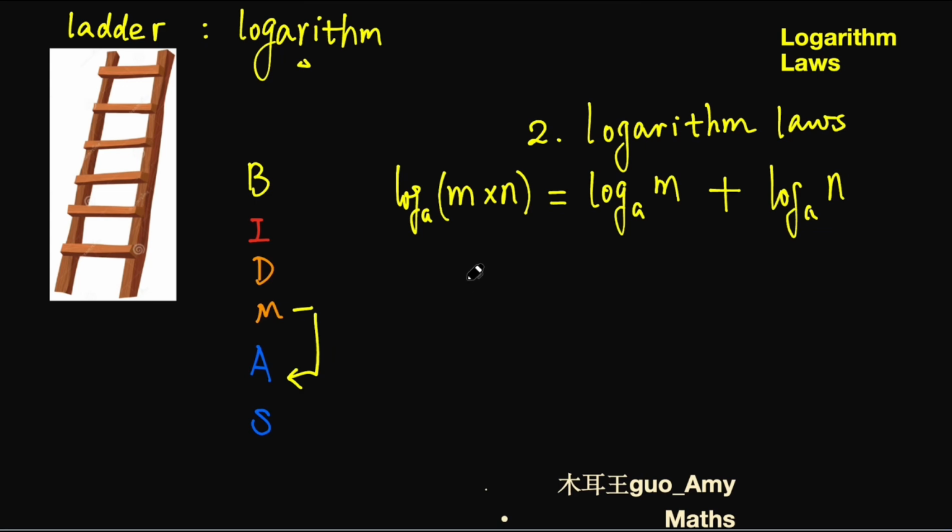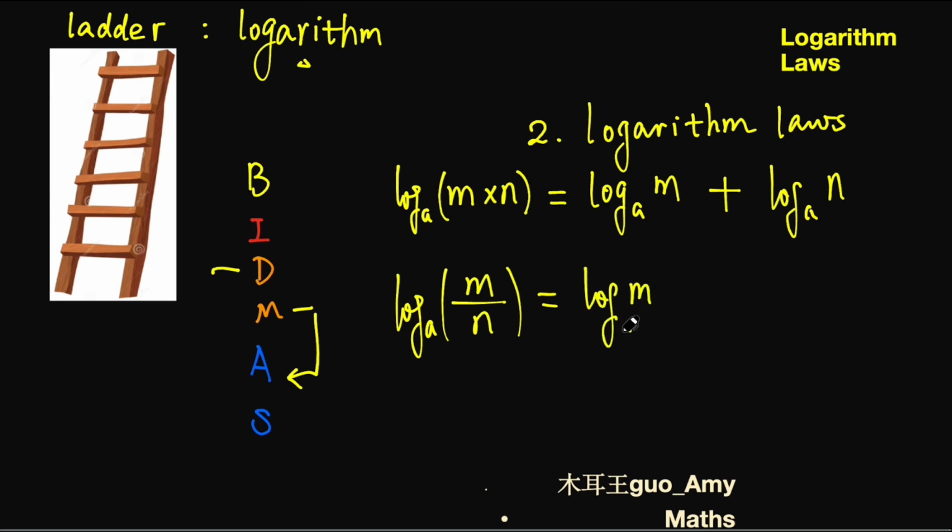Then similarly, we can look at m divided by n. So this one we have division. And then if we take log, this will be equal to log m to base a minus log n to base a. Therefore, the division between m and n has been lowered to subtraction.